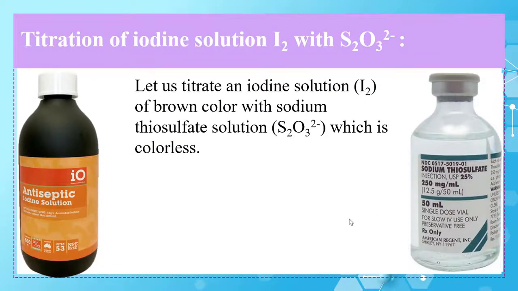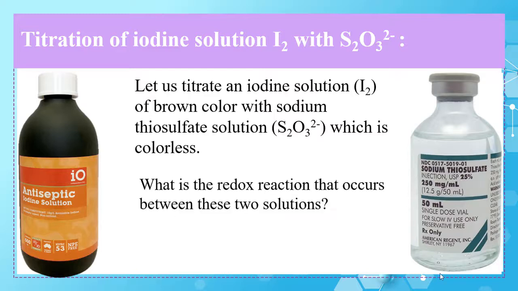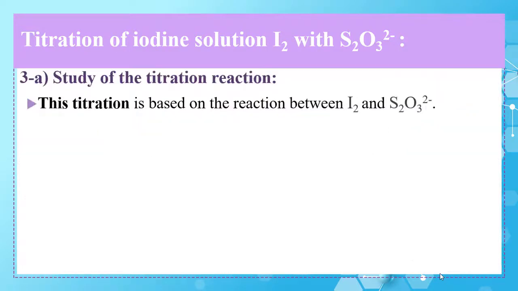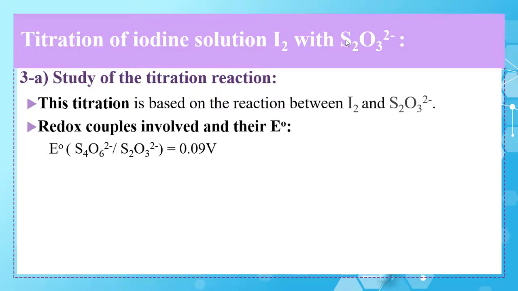Now let's titrate an iodine solution of brown color with sodium thiosulfate solution, which is colorless. What is the redox reaction that occurs between these two solutions? This titration is based on two reactants that are I2 and S2O3 2-. The redox couples involved are as follows, with the given values of E0.